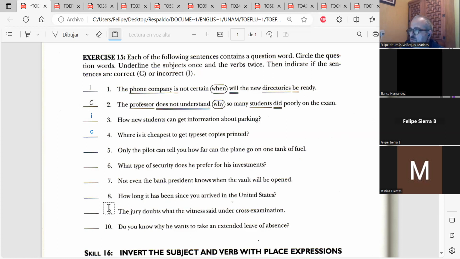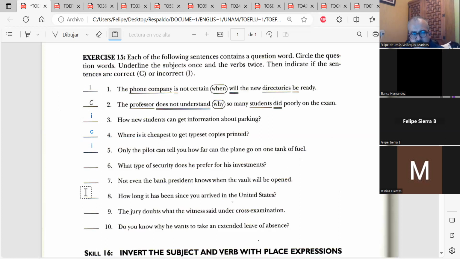Only the pilot can tell you how far can the plane go on one tank of fuel. How far the plane can go on one tank of fuel. It's incorrect, right? So we have to say how far is the linker. The subject is the plane. How far the plane can go. Yes, very good. So the next one, Jesse.